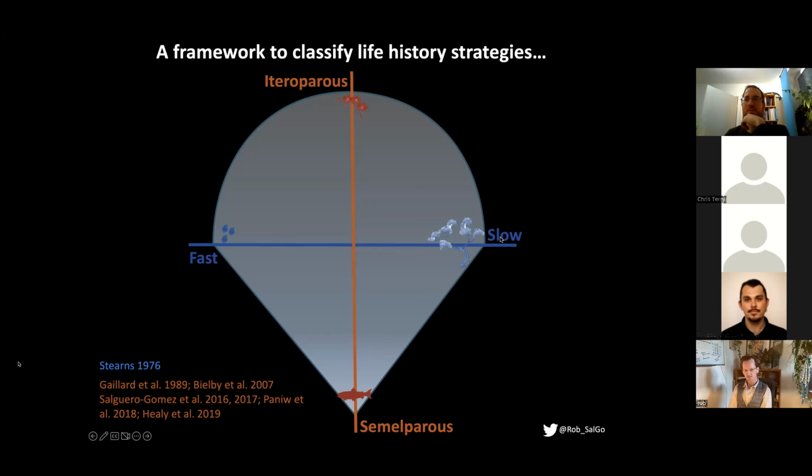But common to these two axes, the fast-slow continuum and the reproductive strategies continuum, is that to place a species on it, we don't need any information about how the vital rates, the rates of survival, growth, and reproduction, can vary through time with the environment.